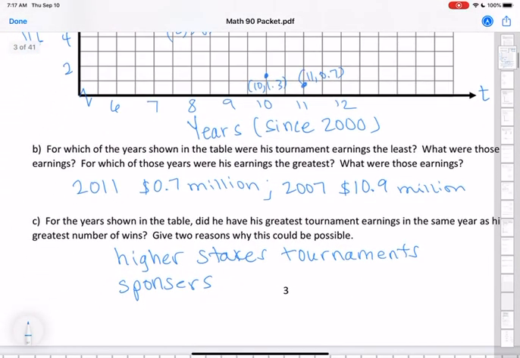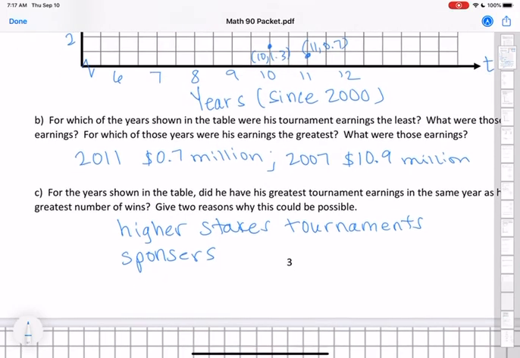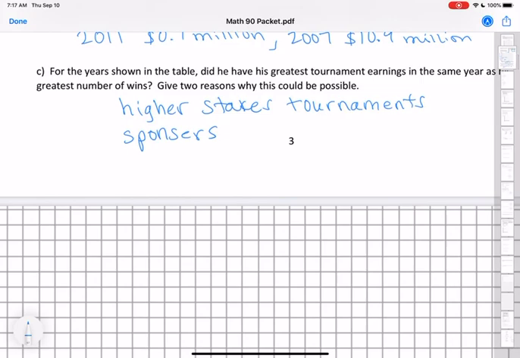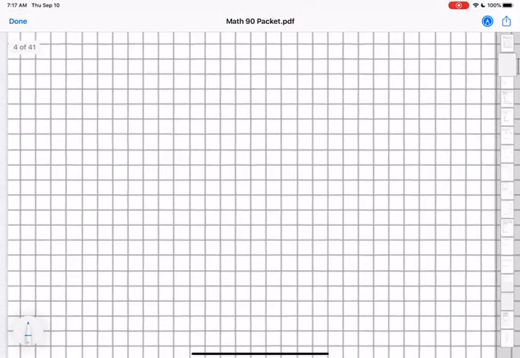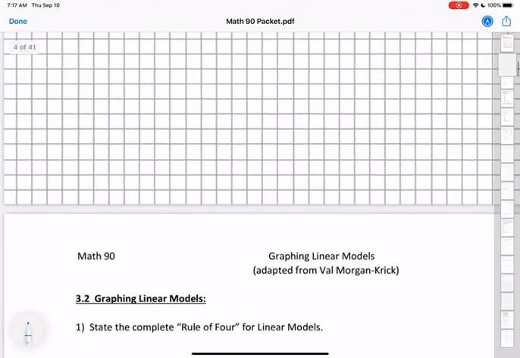Okay, so that wraps up today. If you look on the next page, if you didn't have a chance to grab graph paper and you need some, I do have that page in here. So make sure that you're doing your work on graph paper, okay?